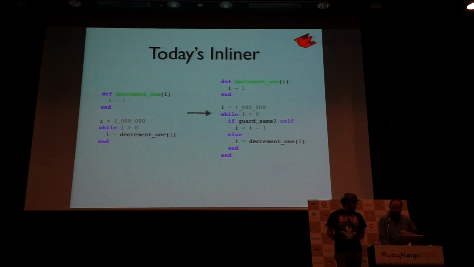If we look on the right, we can see the while loop's a little bit bigger. At the top, we have this guard. We want to make sure that nothing's changed. So long as nothing's changed, then that inlined body can just execute and we don't have to make a call. But if that guard starts to fail, then we just have to fall back to doing method dispatch again.